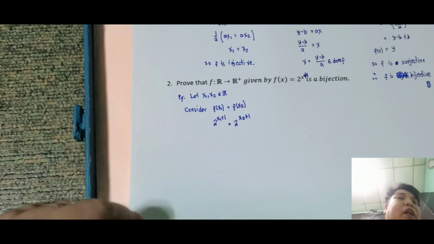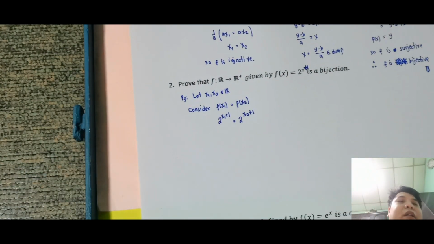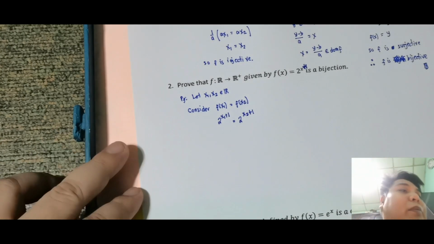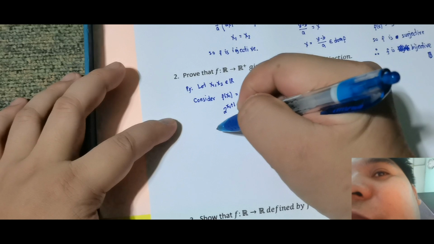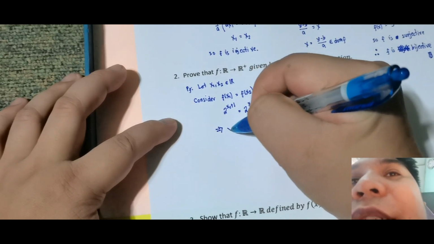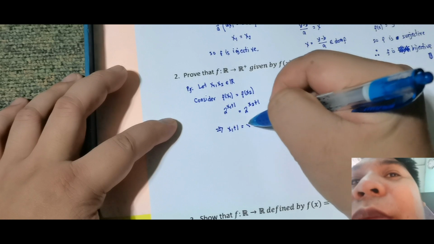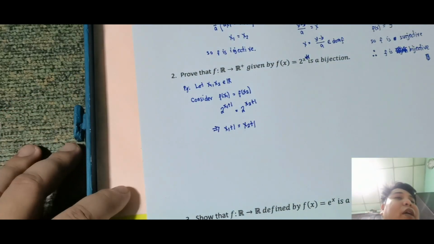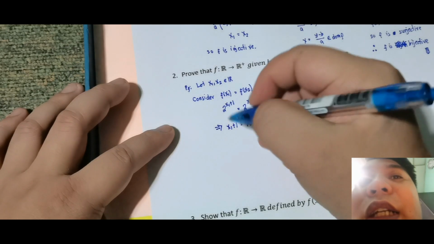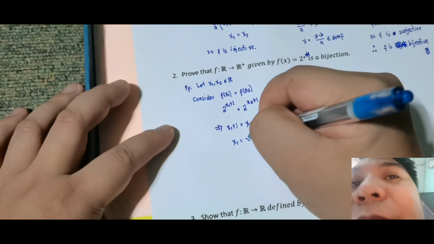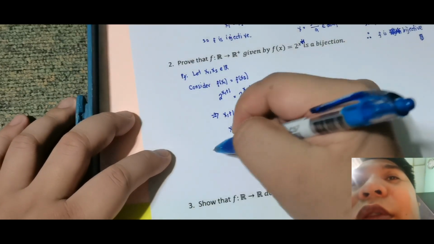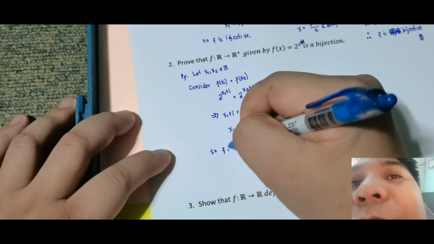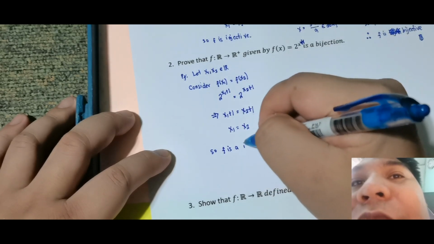Okay, in your college algebra, when the bases are the same and the expressions are equal, the exponents are the same. So this implies that x sub 1 plus 1 is equal to x sub 2 plus 1. That's a property of the exponential function. Next, x sub 1 is equal to x sub 2, because I just subtract 1 from both sides, so it cancels. Therefore f is an injection.